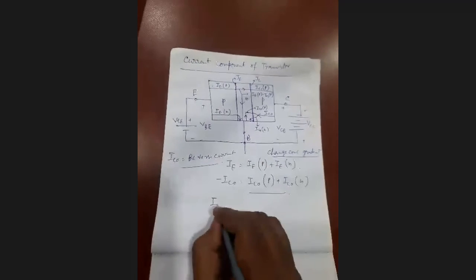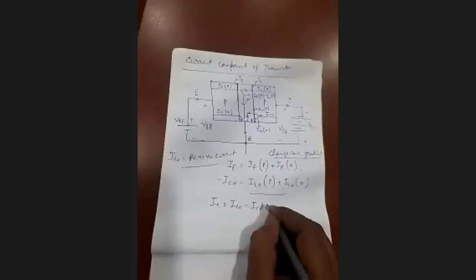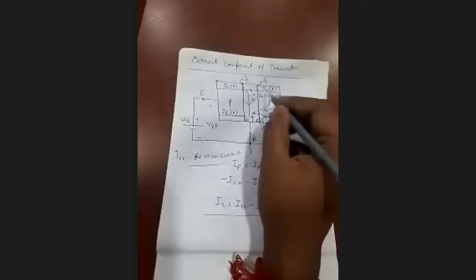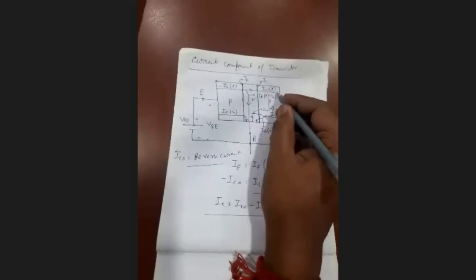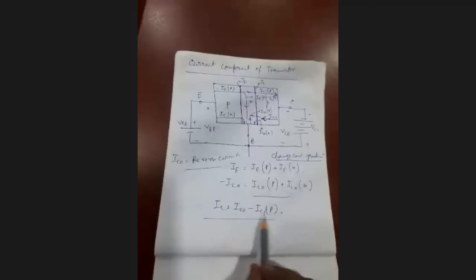So IC is equal to ICO minus IC1P. The collector current IC, if we just add these two currents, is ICO minus IC1P, because the directions of these two currents are opposite to each other. This current is in this direction and this one is in this direction, the reverse saturation current. So it is minus of IC.